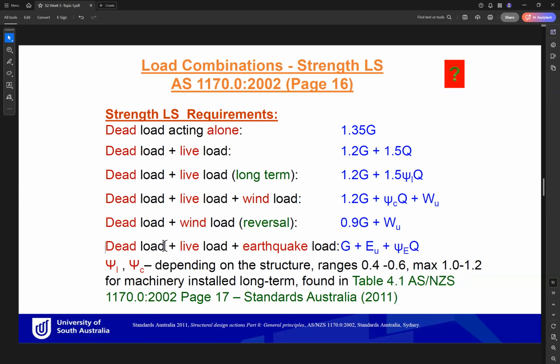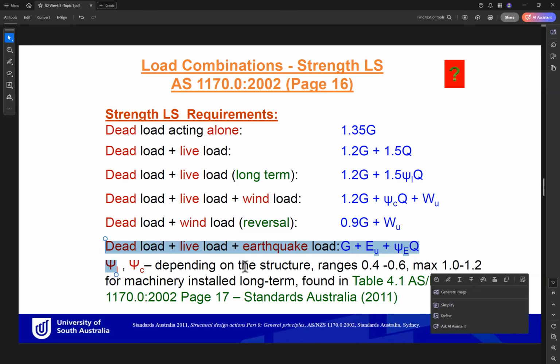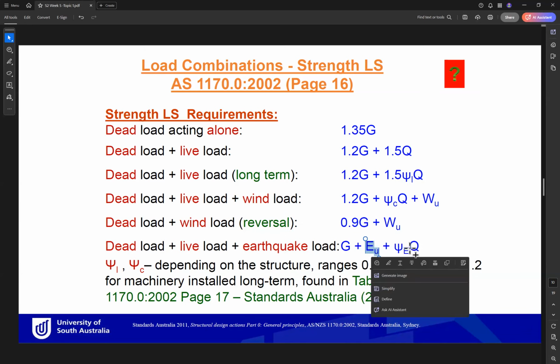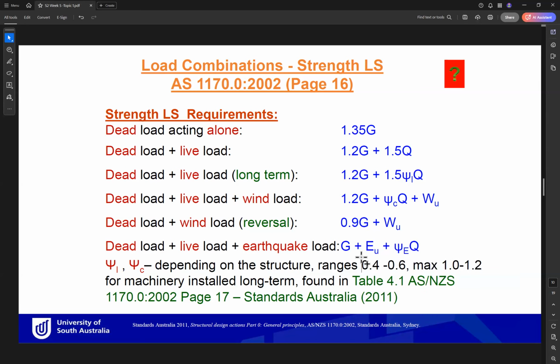The last one, which is not very important in our course but good to know: if we have dead load, live load, and earthquake load, we have G plus Eu, the earthquake load, plus psi EQ. So we have three components: dead load, earthquake, and live load.